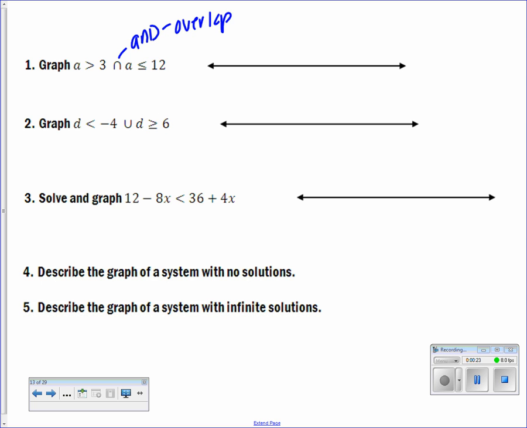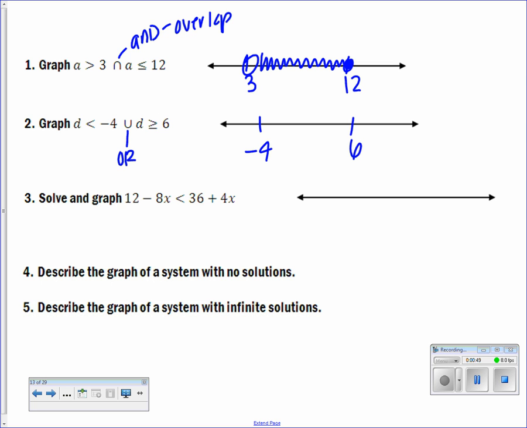Okay, so I'll put 3 on my number line and I'll put 12. Greater than 3 is an open dot, less than or equal to 12 is a closed dot, and if I want numbers that are bigger than 3 and less than 12, that would be all of this middle area here. Awesome. Number 2 is D is less than -4, or D is greater than or equal to positive 6.